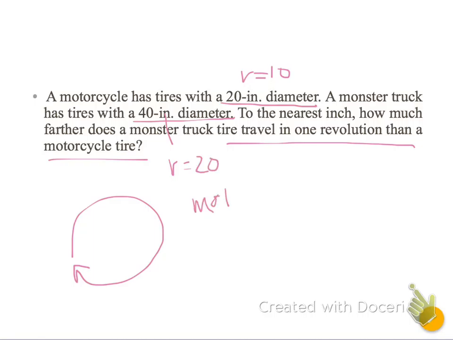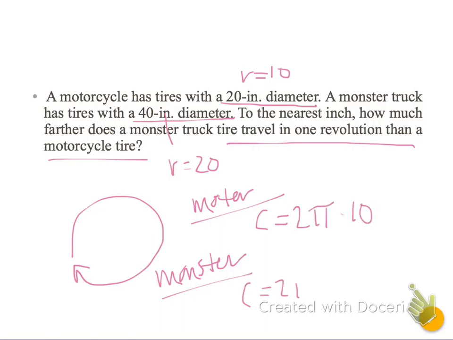So let's do the motorcycle and monster. So I'm trying to figure out how much more the monster truck rotates than the motorcycle. So we're doing circumference. So C equals 2 times pi times your radius for that one, and C equals 2 times pi times your radius for this one. Oops, that was supposed to be 20.